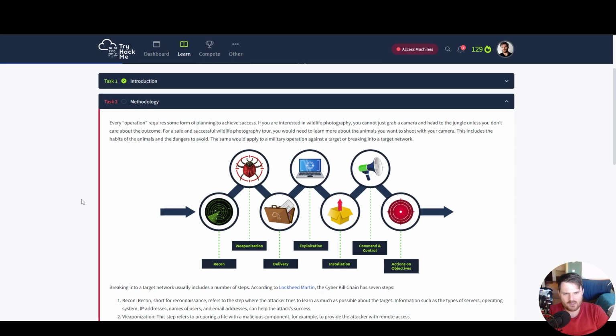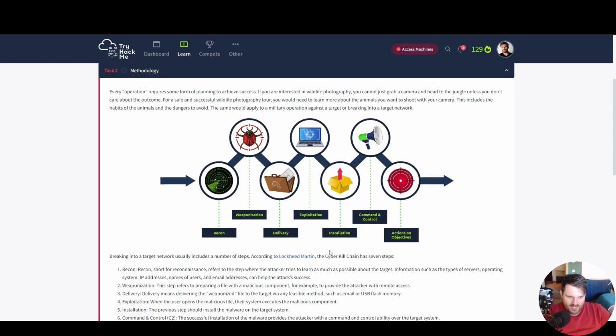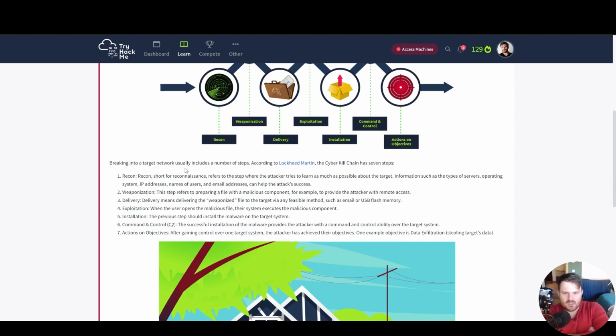The same would apply to a military operation against a target or breaking into a target network. Here we have a framework from the beginning to the end of a penetration test. We have certain steps, right? We plan. Breaking into a target network usually includes a number of steps. According to Lockheed Martin, the cyber kill chain has 7 steps.